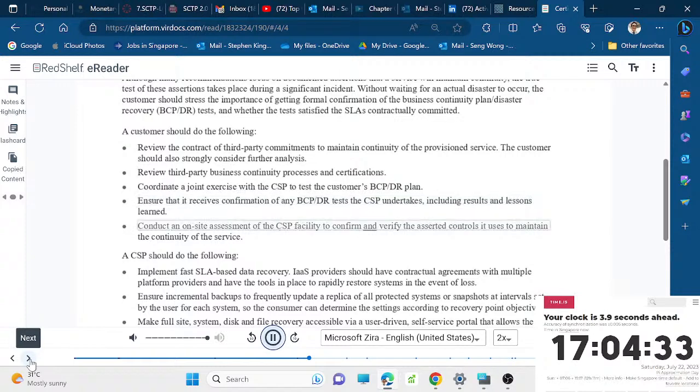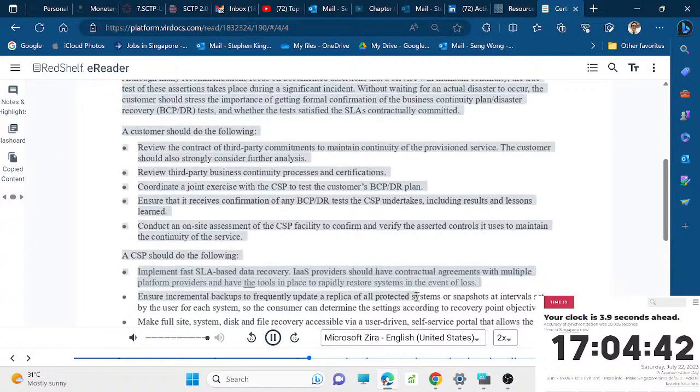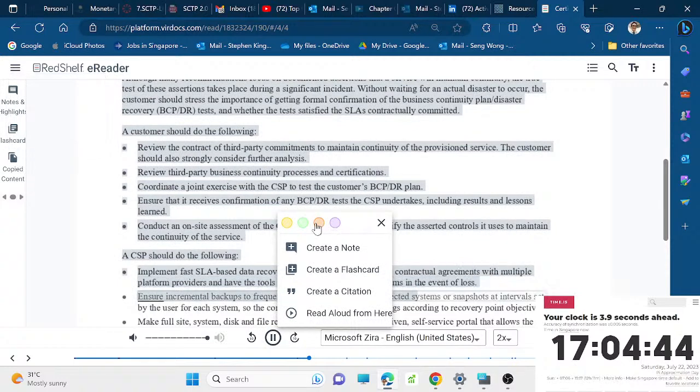Conduct an on-site assessment of the CSP facility to confirm and verify the asserted controls it uses to maintain the continuity of the service. A CSP should do the following: implement fast SLA-based data recovery. IaaS providers should have contractual agreements with multiple platform providers and have the tools in place to rapidly restore systems in the event of loss.